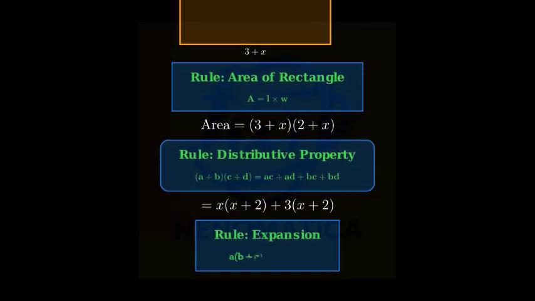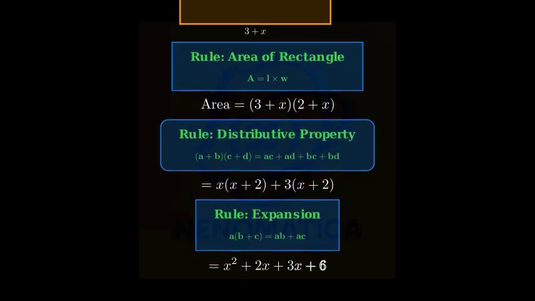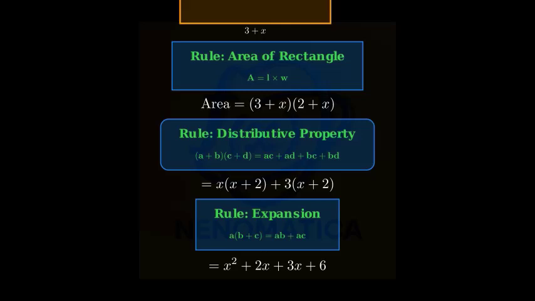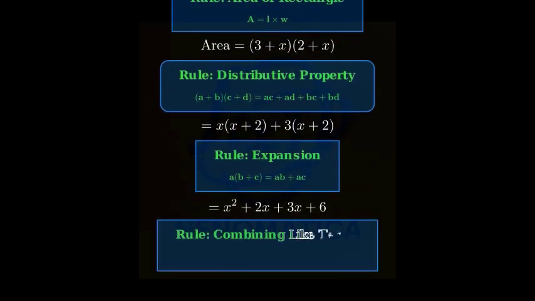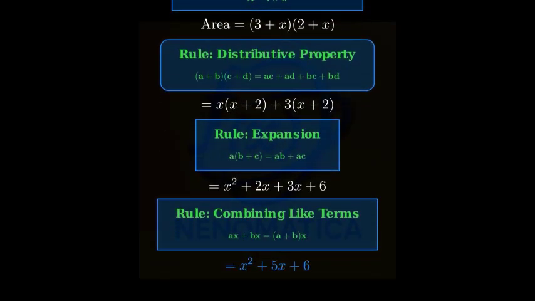Now, let's expand these products further. X times x plus 2 gives us x squared plus 2x, and 3 times x plus 2 gives us 3x plus 6. Next, we combine like terms. We can add 2x and 3x to get 5x. So our expression becomes x squared plus 5x plus 6.